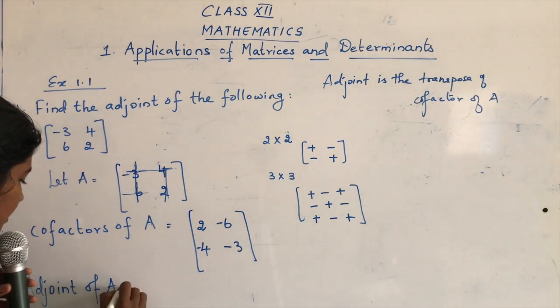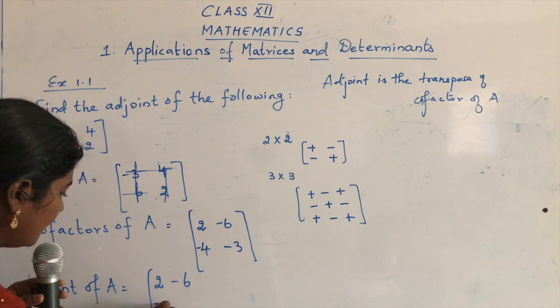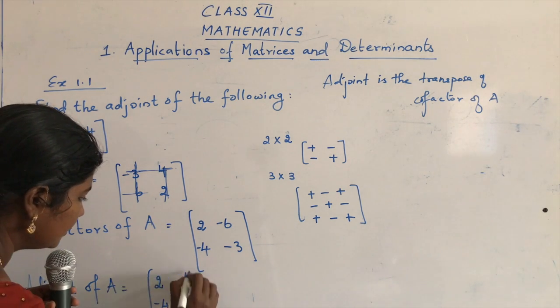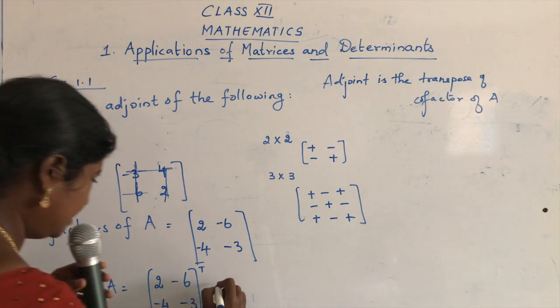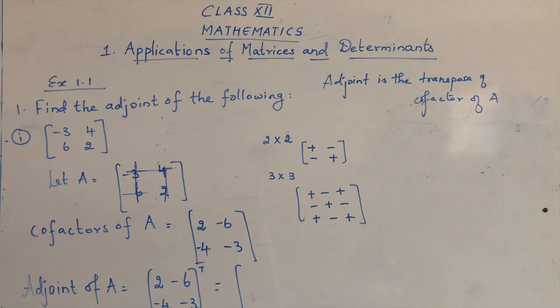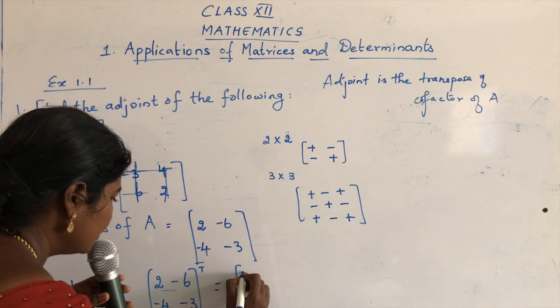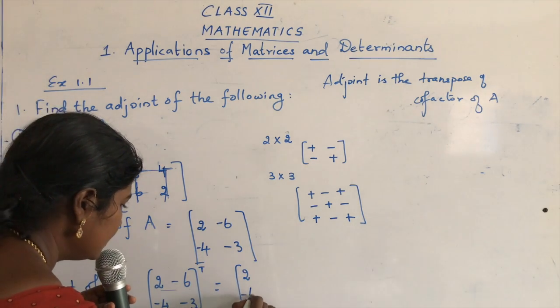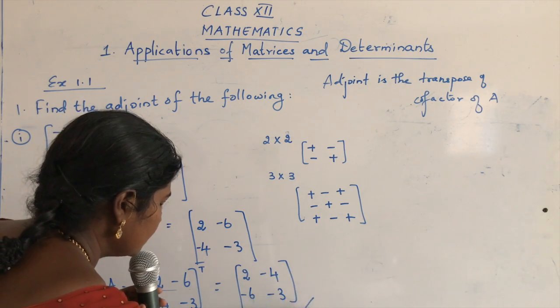So adjoint of A is equal to the transpose of the cofactor matrix 2, minus 6, minus 4, minus 3. Now, you know how to find the transpose? Interchanging of rows and columns. So write down this row as column. So it becomes 2, minus 4, minus 6, minus 3. So this is our answer.